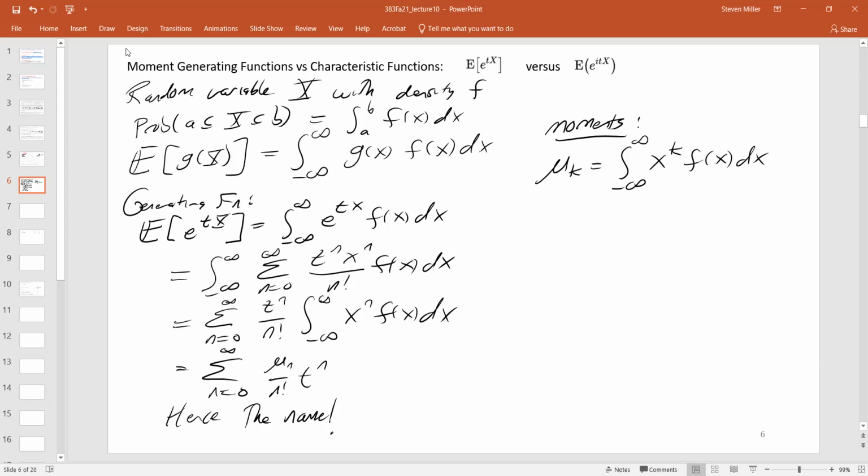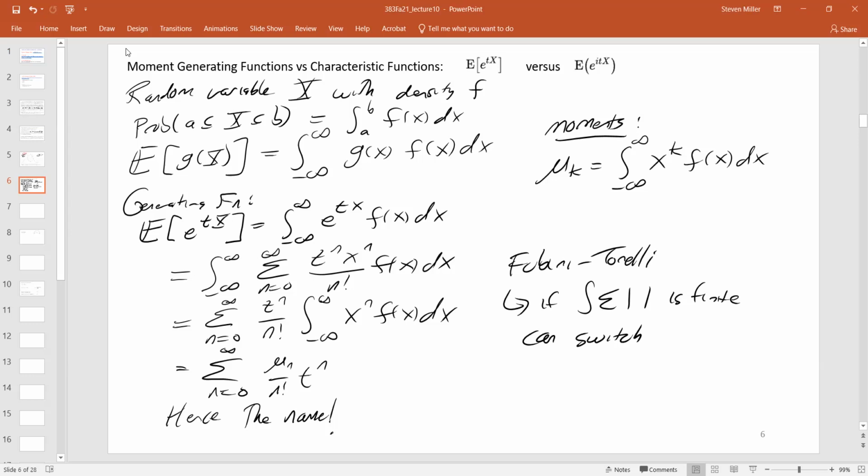So we need the Fubini-Tonelli theorem. If the integral of the sum of the absolute values is finite, then we can switch. So if you look at this, you have to show that you are in a situation where, if you put in absolute values, everything will converge. It's not going to always be true. I'm not saying it's true in this case. I'm just saying I did it.